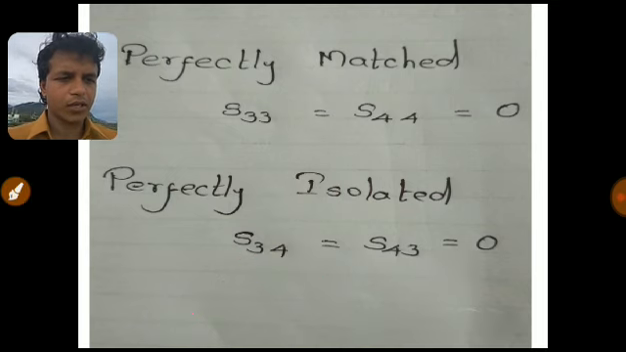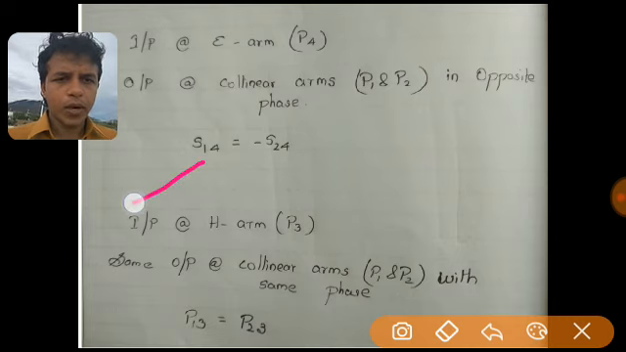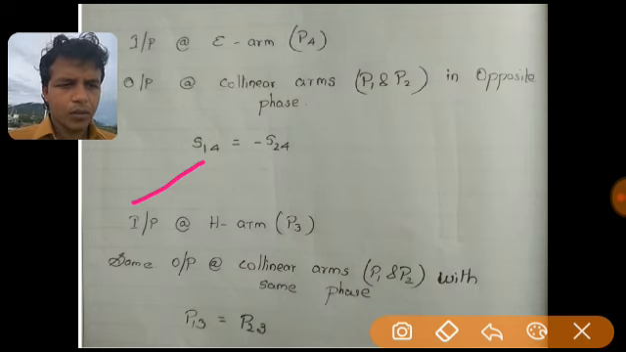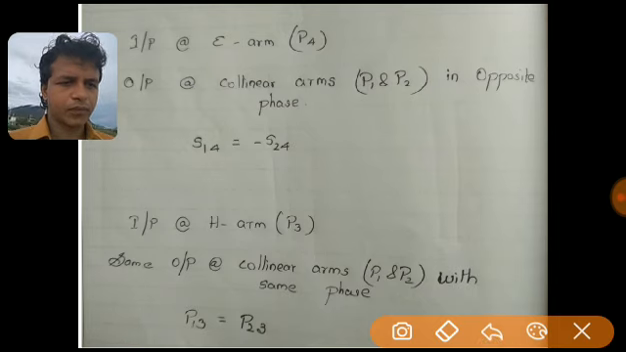Next, when the power is given as input to the E arm, the power at port 1 and port 2 are equal in amplitude but opposite in phase. That is why we have S14 equal to minus S24. Whenever any power is given as input to the H arm, that is port 3, the power at port 1 and port 2 are equal in amplitude and phase. That is why S13 equals S23.